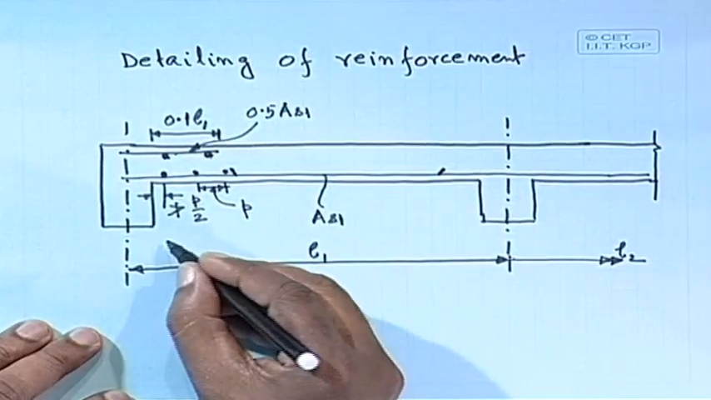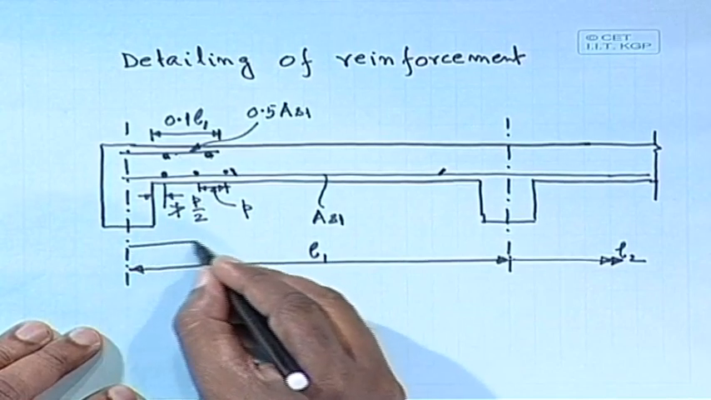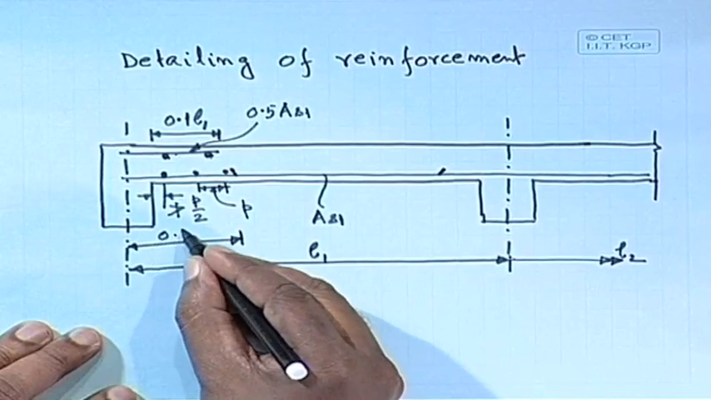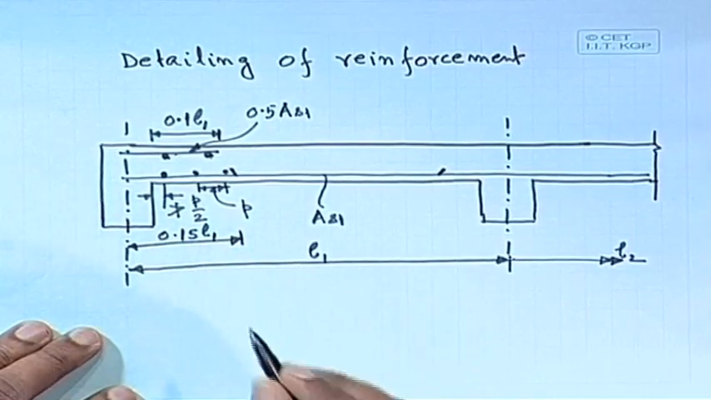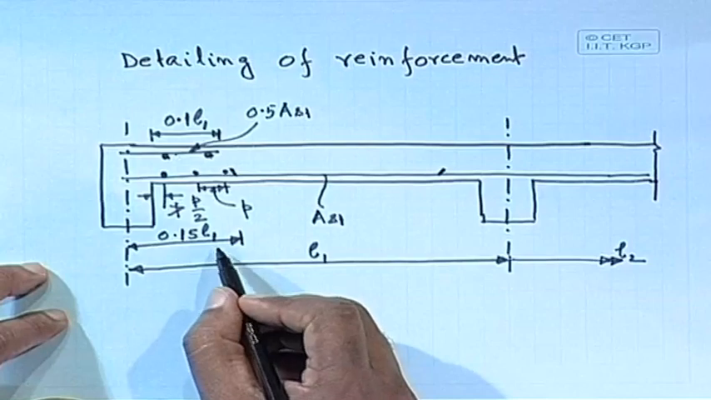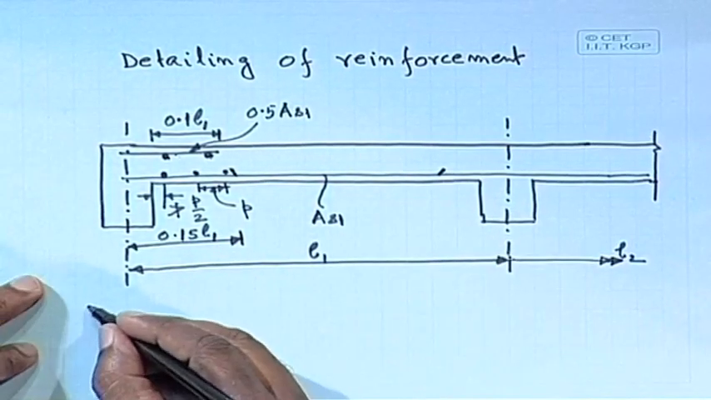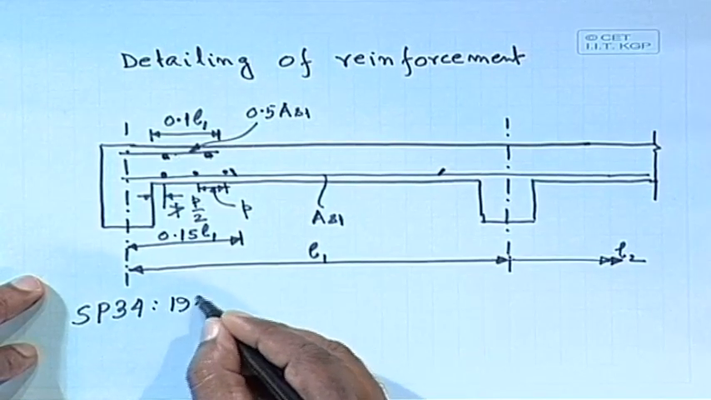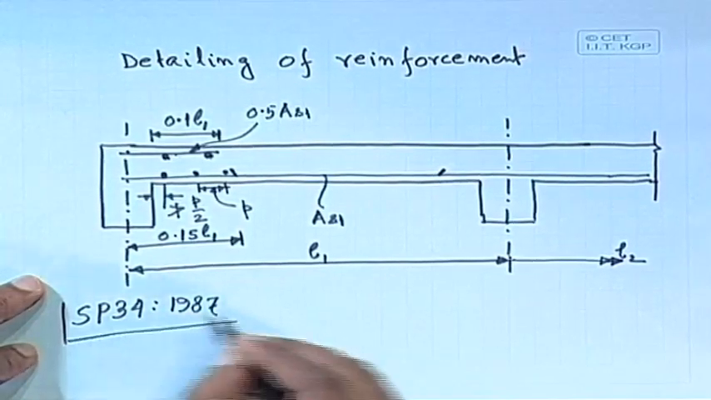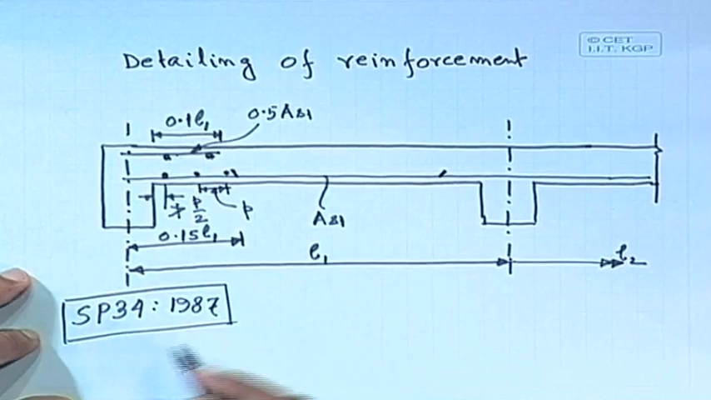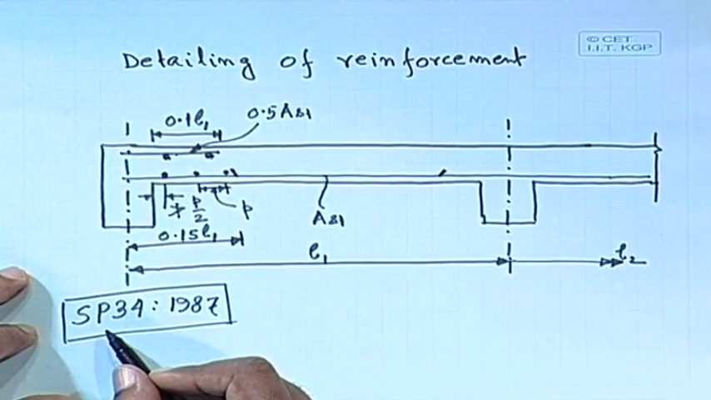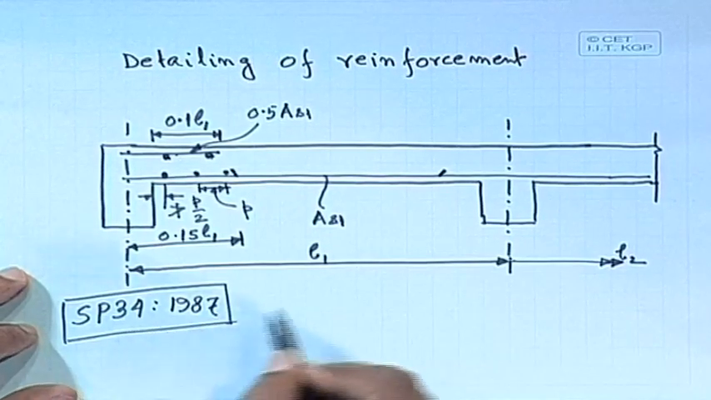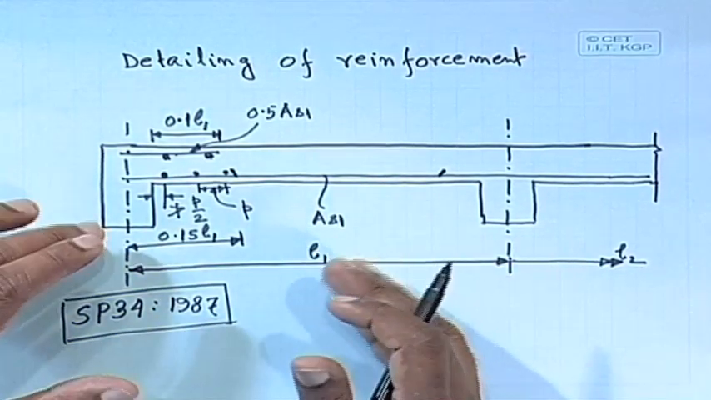So, what about this length? That length, where we shall curtail it, from the central line comes to 0.15 L1. But where am I taking this from? I am taking all of it from SP 34 1987, the detailing of reinforced concrete reinforcement. SP 34 is Special Publication number 34, 1987, by Indian Standards. So, I am talking from that one, and everybody has to follow this detailing.